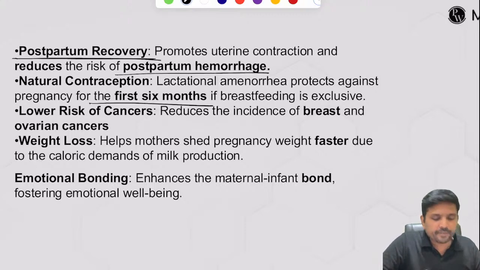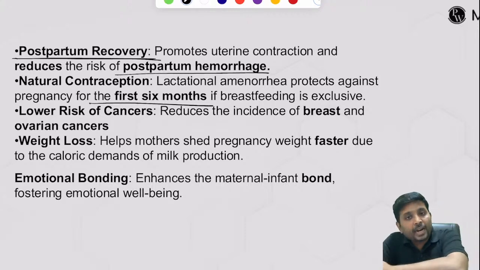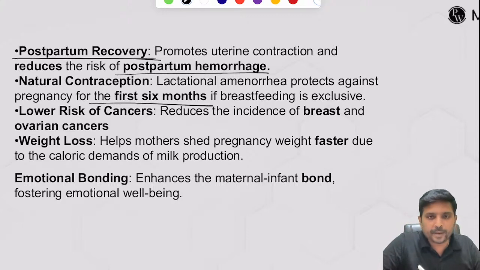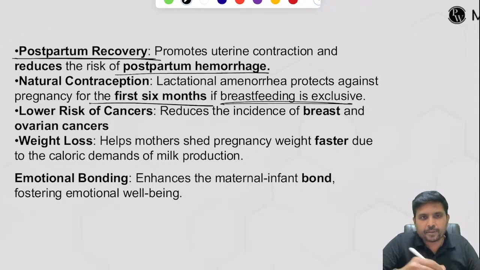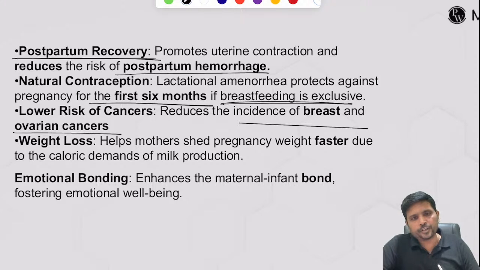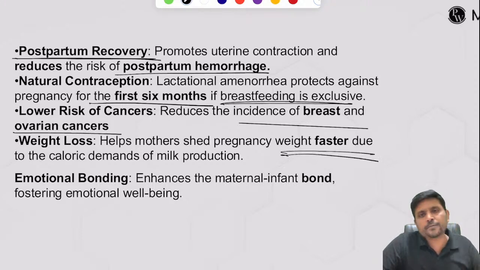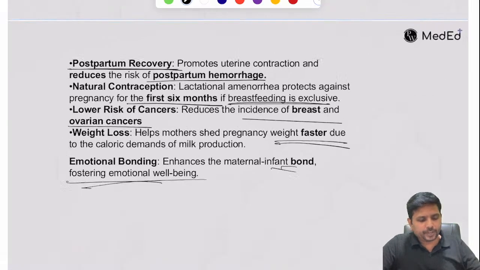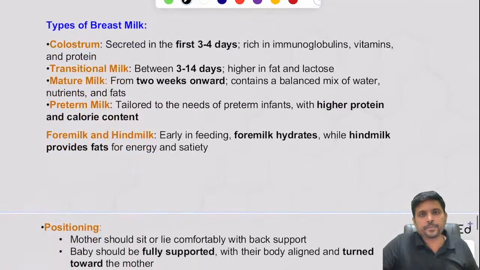And remember, by giving lactation, your prolactin will be more. Prolactin inhibits the production of gonadotropin, so by giving breast milk, you are protecting the mother from getting pregnant again. Low risk of breast cancer and ovarian cancer. Weight loss is faster in mothers who breastfeed their child. And then emotional bonding, as we always say.